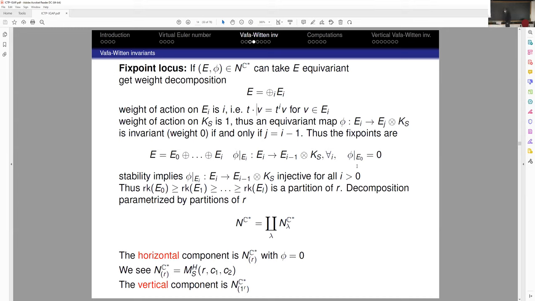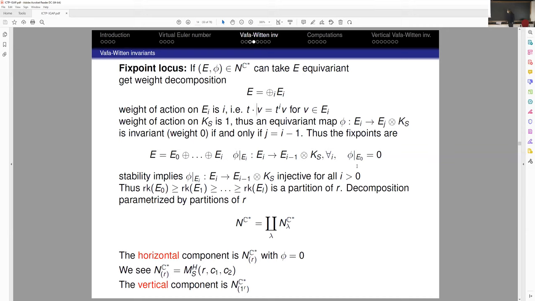Okay. And so this is the description of this fixed point locus. In particular, we want to single out two of them. One is sometimes called the horizontal component, where the partition just consists of one number, R, so the trivial partition. That means in this case that E is equal to E0, and the map phi is the zero map. If phi is the zero map, then the Higgs pair is just a sheaf in the moduli space of sheaves, and the sheaf has to be stable. So we see this fixed point component corresponding to the trivial partition is just the moduli space of stable sheaves.